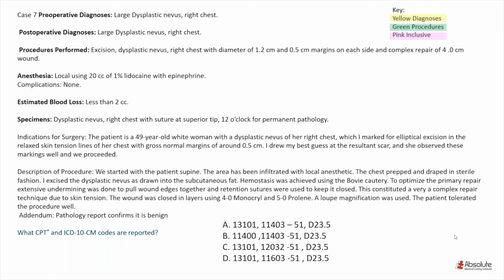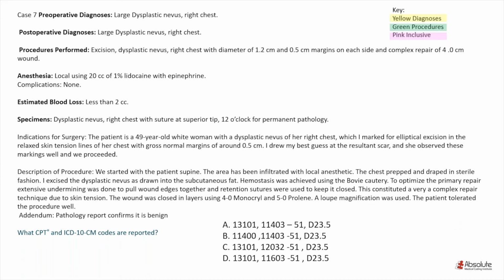Case 7. Preoperative diagnosis: large dysplastic nevus, right chest. Postoperative diagnosis: the same. Procedure performed: excision of dysplastic nevus, right chest, with diameter of 1.2 centimeters and 0.5 centimeter margins on each side, and complex repair of 4.0 centimeter wound. Anesthesia: local using 20 cc of 1% lidocaine with epinephrine. Complications: none. Estimated blood loss: less than 2 cc. Specimens: dysplastic nevus, right chest, with suture at superior tip, 12 o'clock, for permanent pathology.